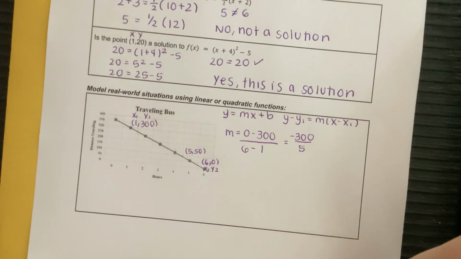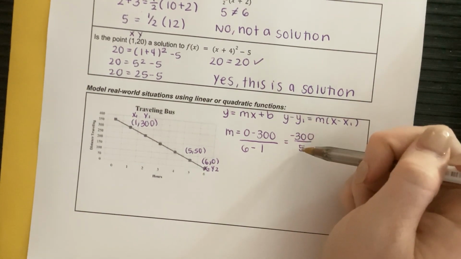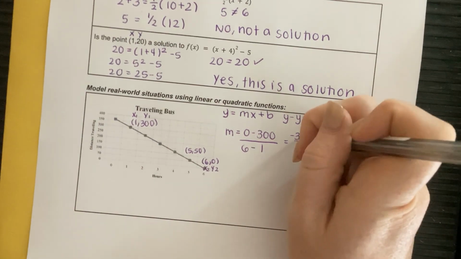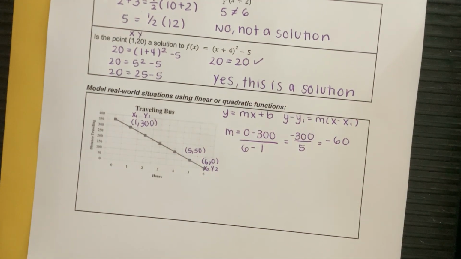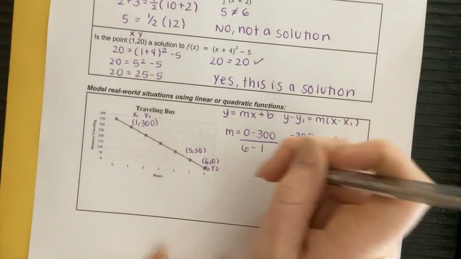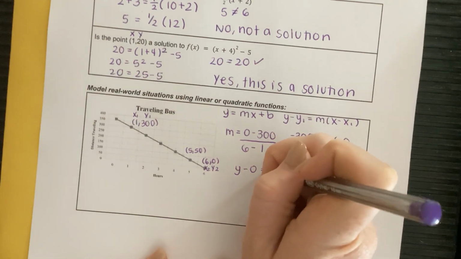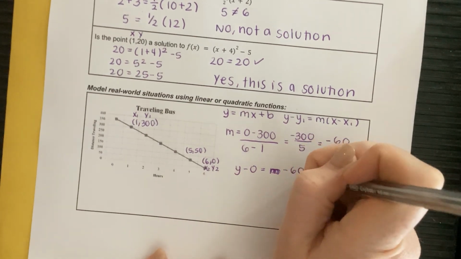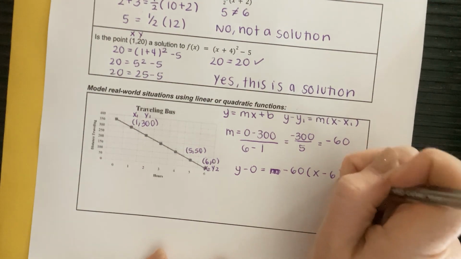Then I have to divide that. This is a problem you should be able to divide. So 5 goes into 30 6 times, and then you have your extra 0. So our slope value is negative 60. Now we're going to plug that into the equation. Again, use the easiest point possible, which is this first one. y minus 0 is equal to negative 60 times x minus x1, which is 6.